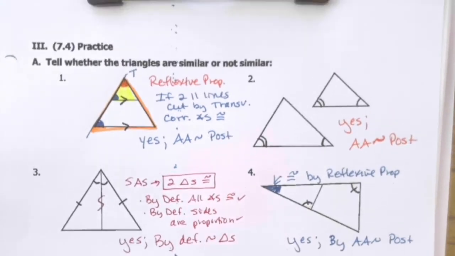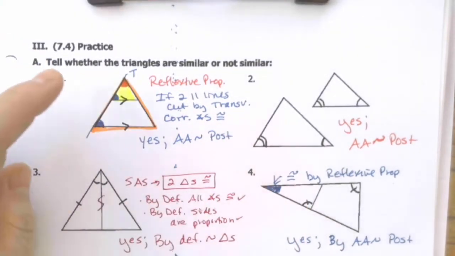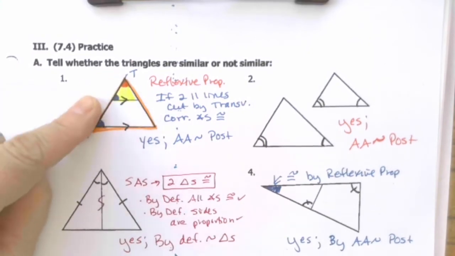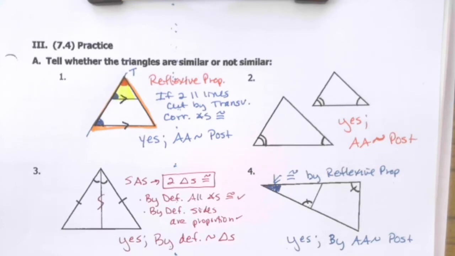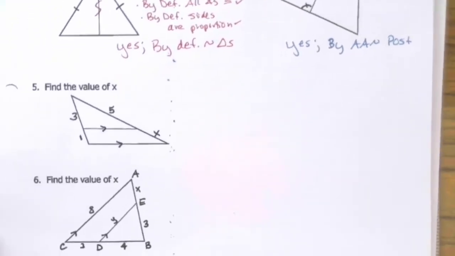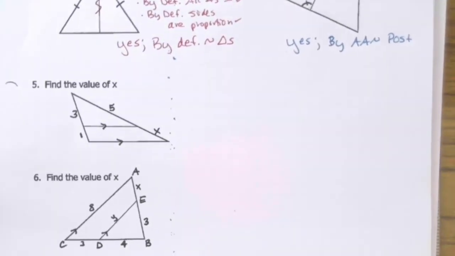All right, so that's how you tell whether the triangles are similar or not similar. You'll be using reflexive property, parallel line theorems, and congruent triangle theorems. Okay, number 5, find the value of x.